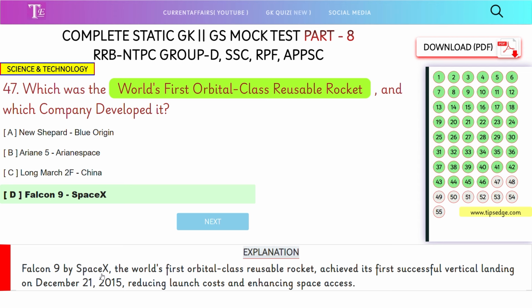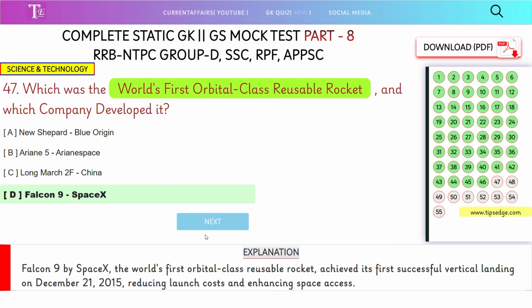Falcon 9 by SpaceX, the world's first orbital class reusable rocket, achieved its first successful vertical landing on December 21st, 2015, reducing launch costs and enhancing space access.